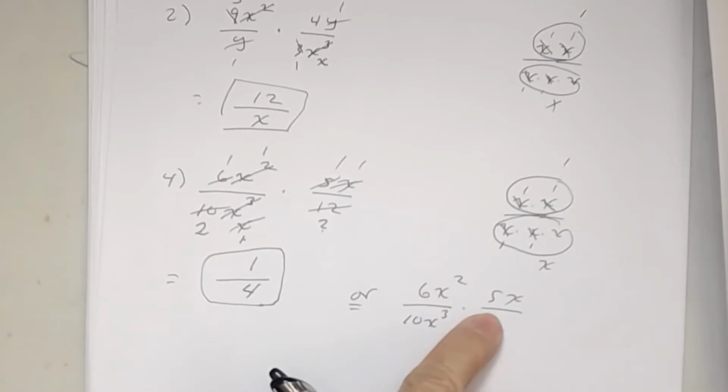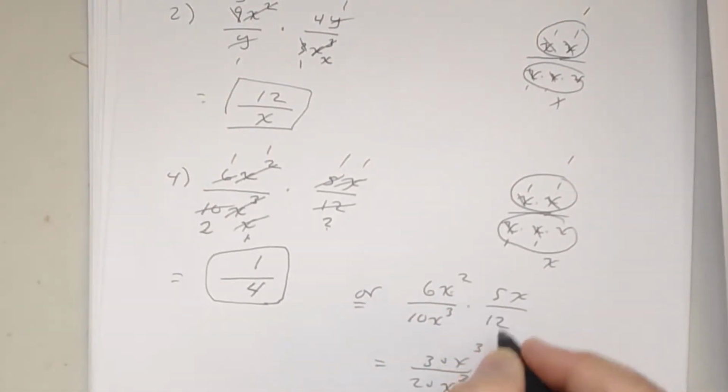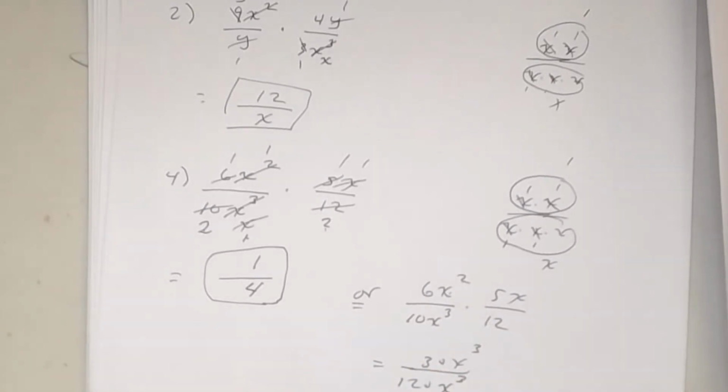So what's 6 times 5? 30. What's x squared times x? X cubed. Good, because remember last semester when you multiply like bases, you add exponents. So x squared times x is x to the 3rd power. So that's the numerator. The denominator, let's multiply those out. What's 10 times 2? And so I'm just left with 20 what? X cubed. Well, what now? Oh, 12. I'm sorry. Thank you. So that's 120, right? Okay. All right.